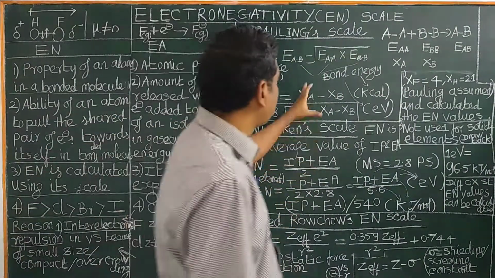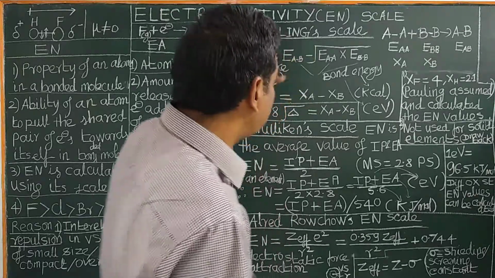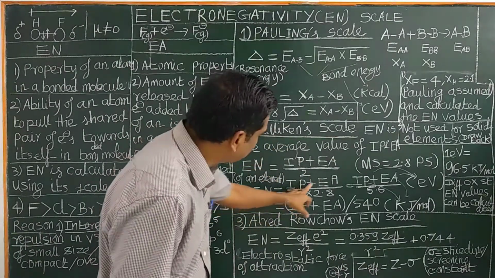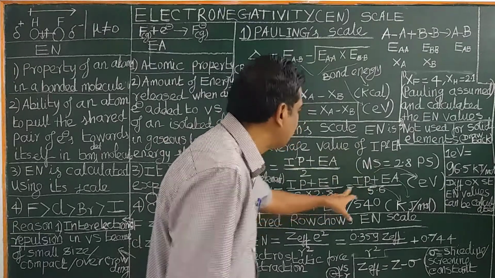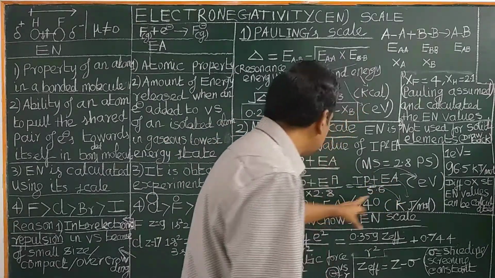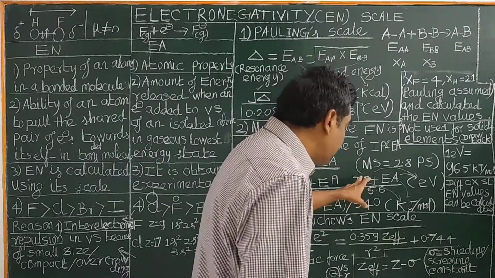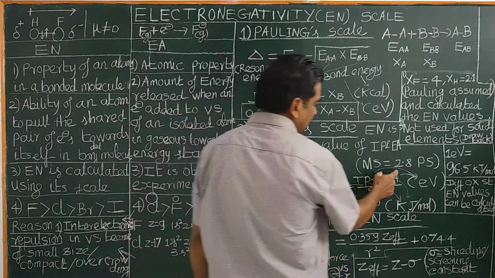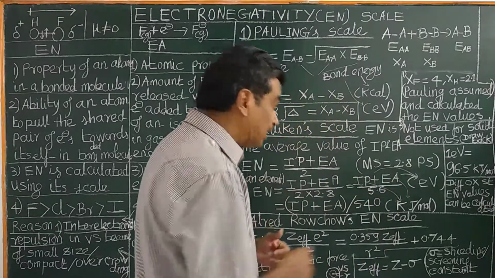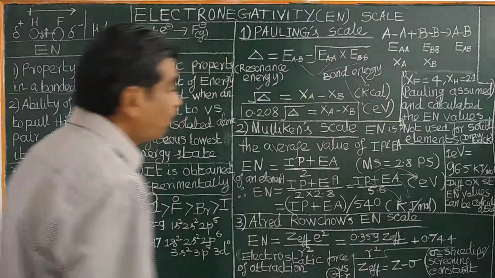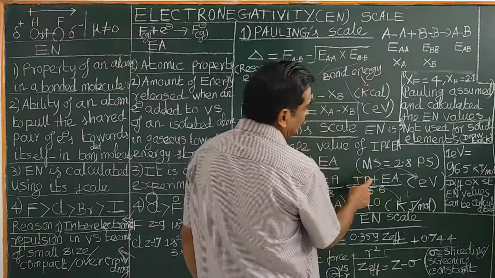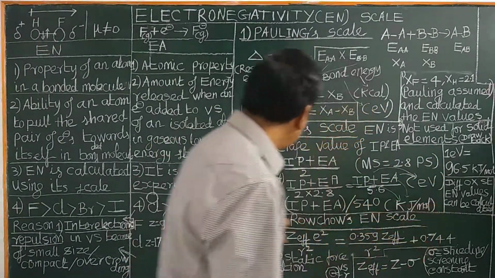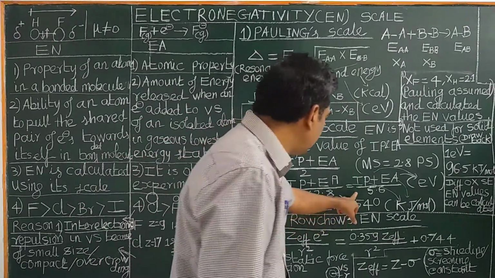Therefore, to make it comparable, the electronegativity value IP plus EA divided by 2 is divided by 2.8. Therefore, it becomes IP plus EA divided by 5.6, where IP and EA are expressed in electron volt. Suppose the ionization potential and electron affinity values of an element are given in kilojoule per mole, not kilocalories, then this formula is used: IP plus EA divided by 540.